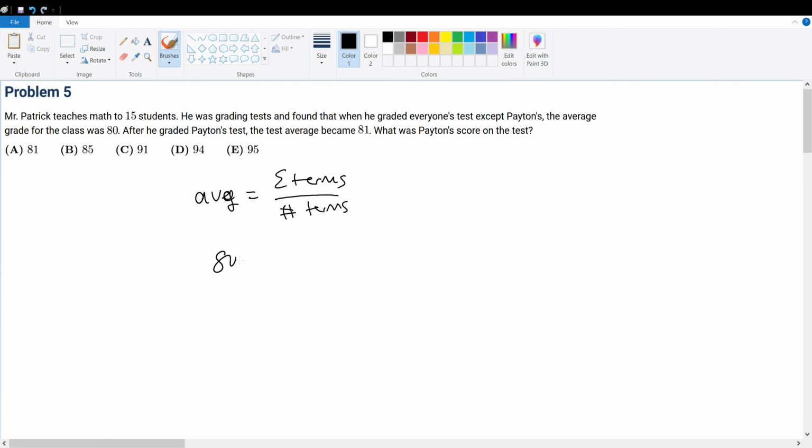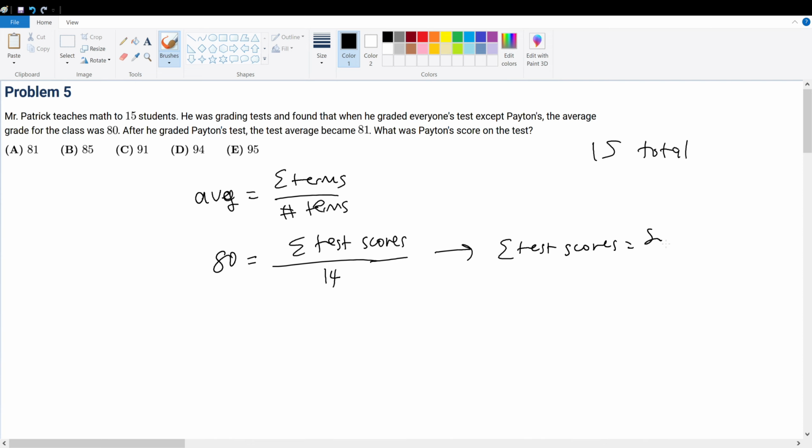So the average is 80, which is equal to the sum of the test scores divided by the number of students graded. Well, how many students were there? Right, because that's the number of terms. Well, Peyton included, this is 15 total. So subtract out 1, we get 14 here. And we get the sum of the test scores, right? Because every student had one test score. So that means that the sum of test scores will be equal to 80 times 14.